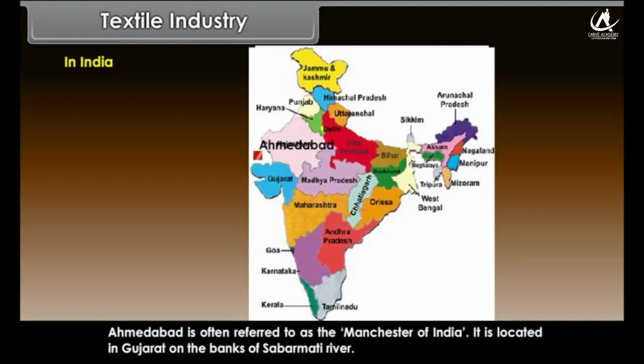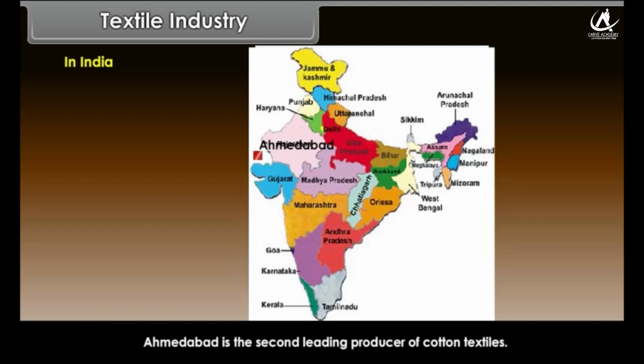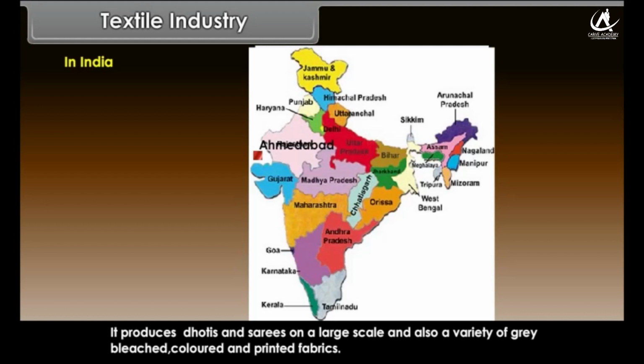Textile industry in India. Ahmedabad. Ahmedabad is often referred to as the Manchester of India. It is located in Gujarat on the banks of the Sabarmati River. Ahmedabad is the second leading producer of cotton textiles. Ahmedabad has spinning mills, weaving mills as well as composite mills. It produces dhotis and saris on a large scale and also a variety of grey, bleached, coloured and printed fabrics.